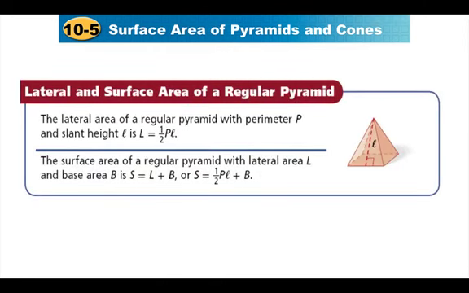Here's a formula on how you're going to compute the lateral and the surface area of a regular pyramid. To compute the lateral area, all you need is the perimeter of the base and also the slant height. To get the lateral area, follow this formula, L equals half PL. And the surface area of a regular pyramid with lateral area L and base area B is basically whatever the lateral area is plus the area of the base, or S equals L plus B. You should be able to follow this formula. Let's move on to the next slide.